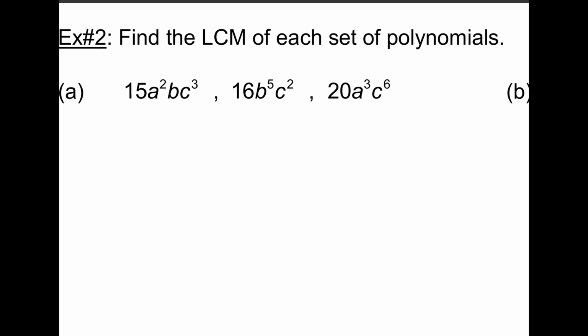Is it least common multiple or greatest common multiple? I want the least common multiple. So I see I have some stuff in common, right? They all have a c, so they all have at least c squared, but I need to know what would be the least common multiple of each polynomial. C would be 2.